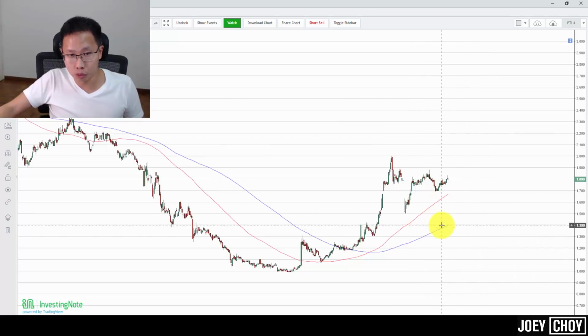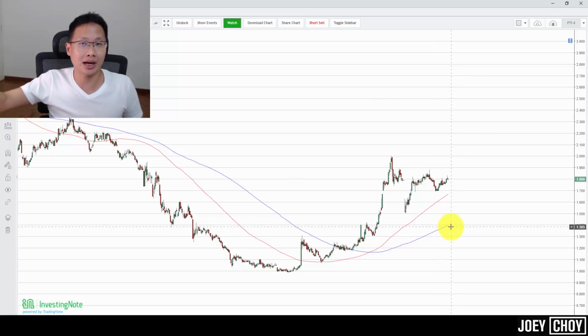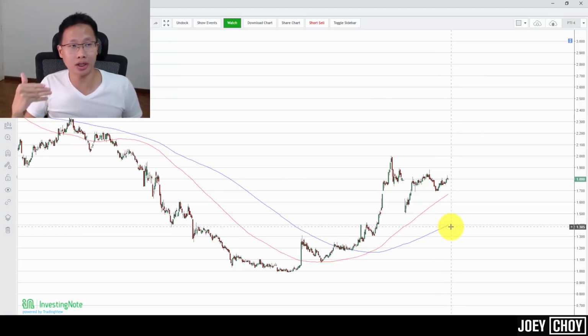All right, so red above blue and both lines are pointing up, then we are in an uptrend, and that is where we want to think about buying. Buying on dips, buying on a breakout. That's where you think about buying to kind of ride the uptrend of this counter.